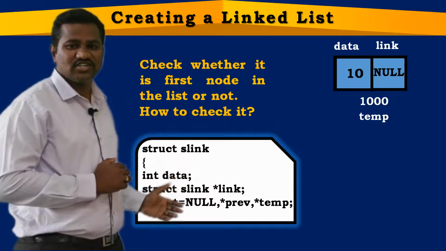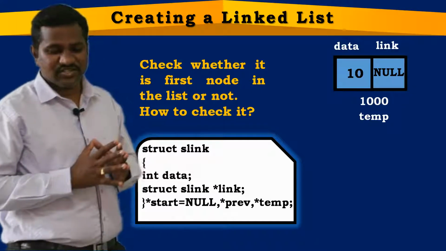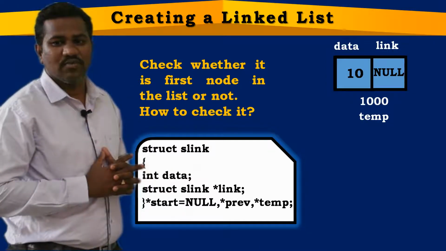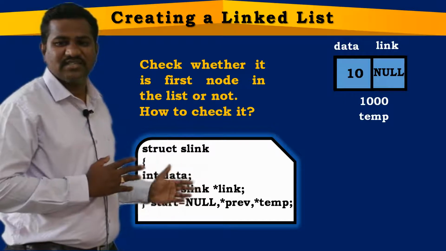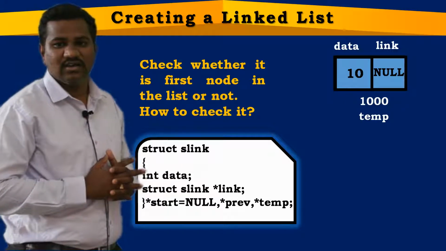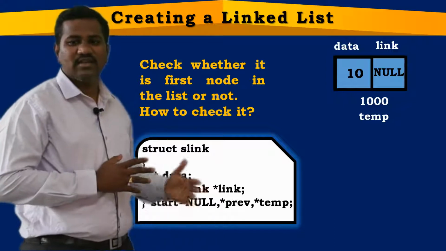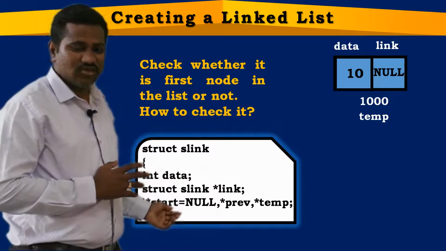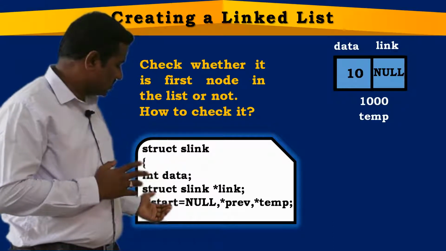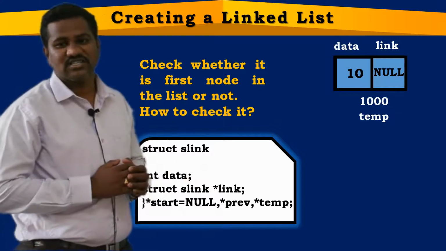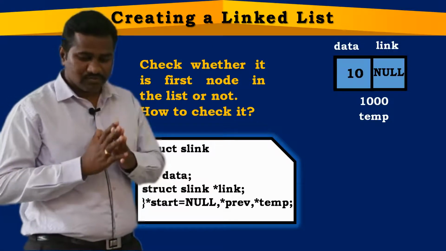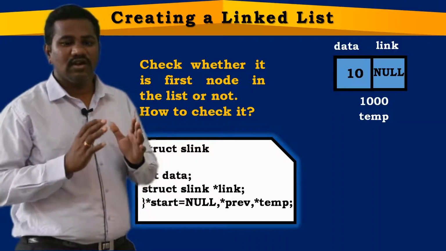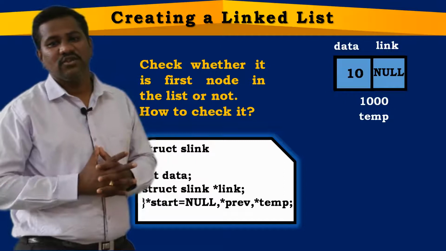Let us consider your structure declaration. When you declare a structure in the global declaration section, this is how we are going to declare it: struct slink { int data; struct slink *link; }, and we are taking 3 pointers: *start, *previous, and then *temp. And initially you can see that this start contains what? Null. So when you are creating the first node in the list, then your start contains null.